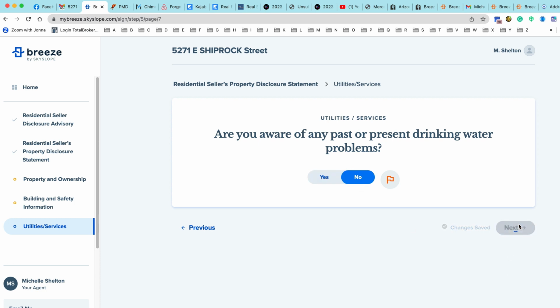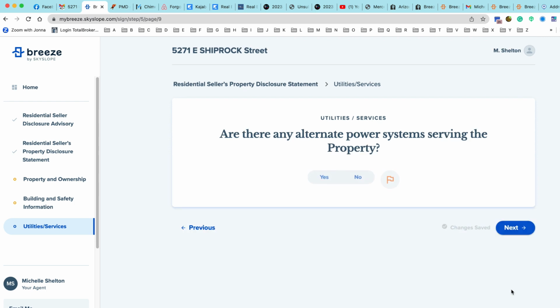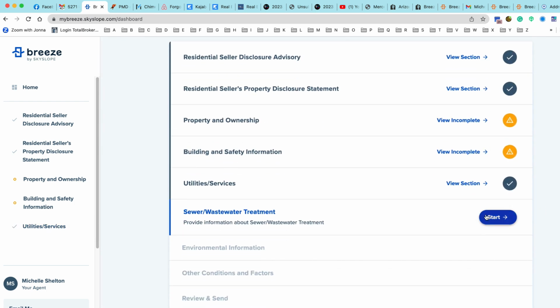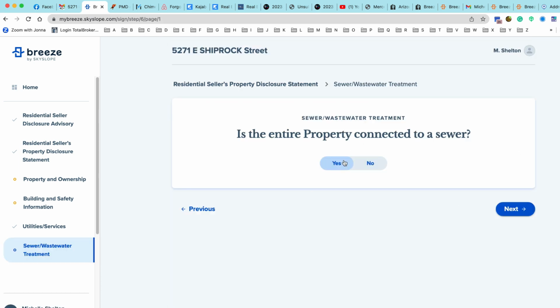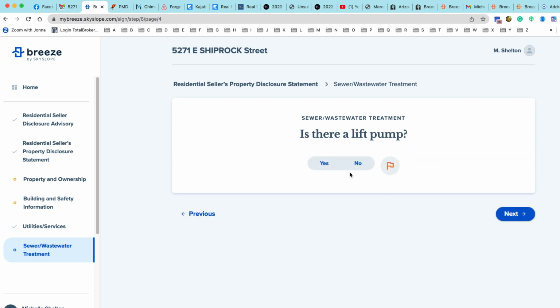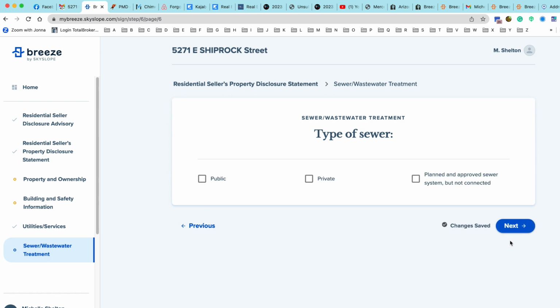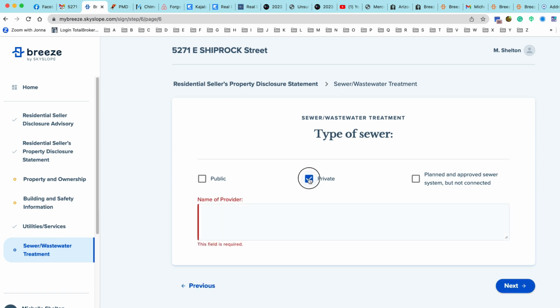But it does look like the buyer gets a copy or link to this actual document. So it's more like a living document, which I find really interesting. You could go in and if something happens, you could certainly keep it updated. Lift pump, contract up to, okay. So it has the disclosures, and then it has almost buyer advisory stuff mixed into it.